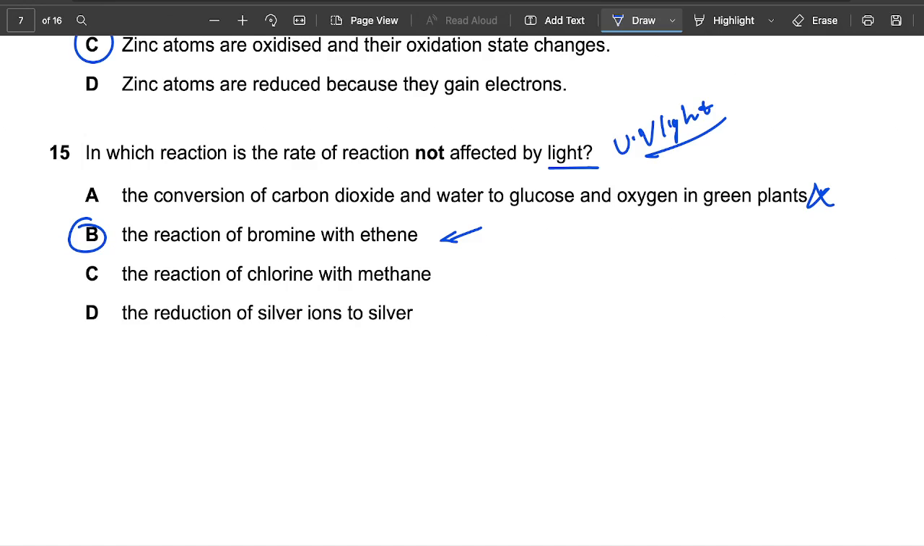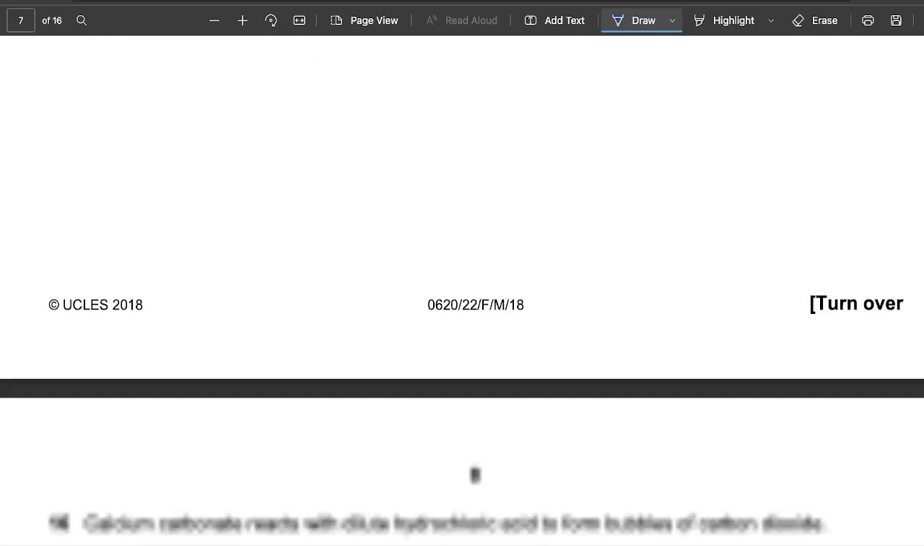So chlorine and methane, this one is UV light, we need it. This one we will need it. This one we will need it. So actually bromine and ethene is an addition reaction. This one is a substitution, hence why it needs UV light. And the reduction of silver ions to silver again will need UV light. So the answer is B. Okay, so we move on to the next question.